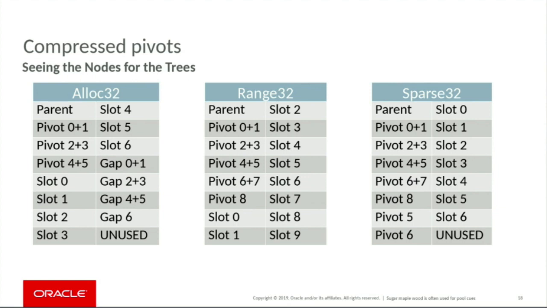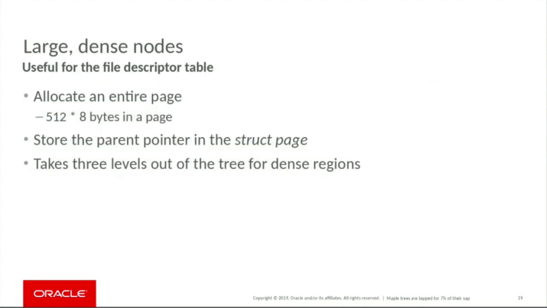You can see, for a range 32 node, we get 10 slots rather than the 8 slots that we were getting with a range 64. And so that's pretty valuable. I think that's worth having, because the more fan out you get at the high levels, the shorter your tree is. So that's worth having.